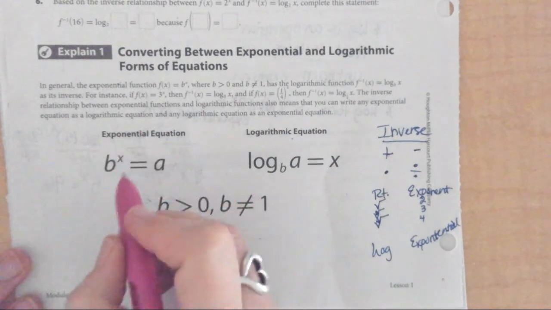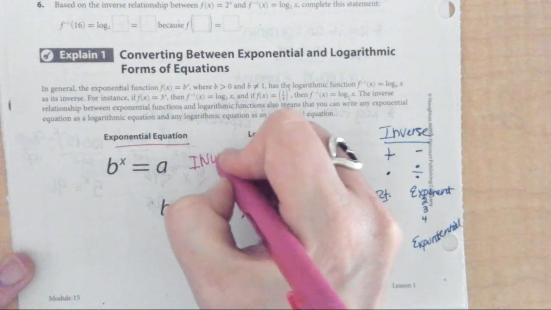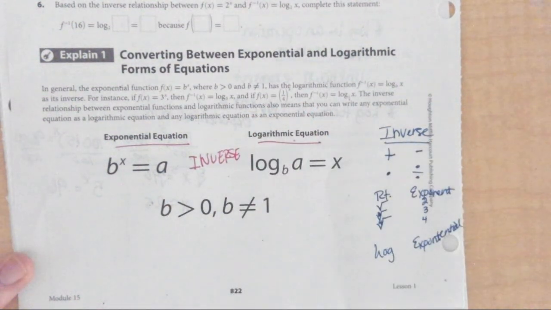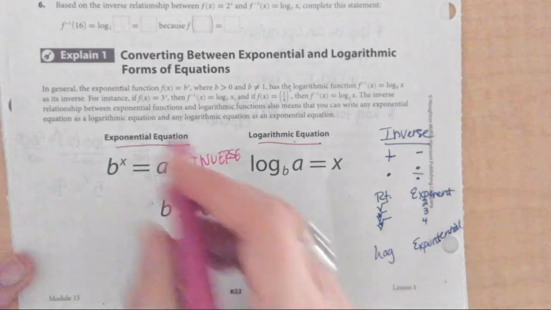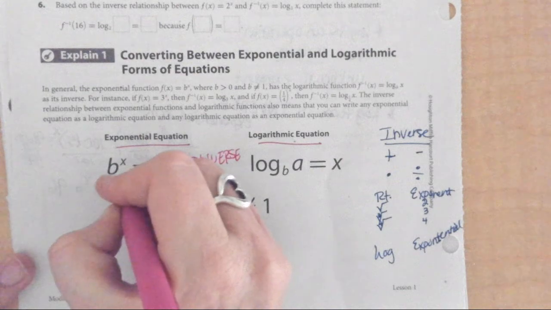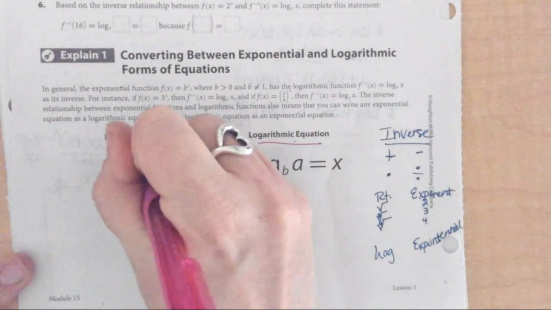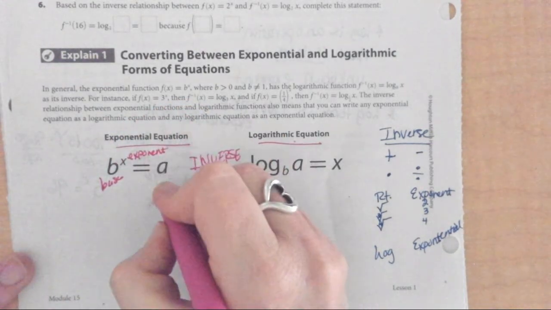Now, right here, this is exponential form. It is the inverse of logarithmic form. Okay, we just call it log. Notice we just called it log. b right here is your base, and x is your exponent, and a is just the answer.